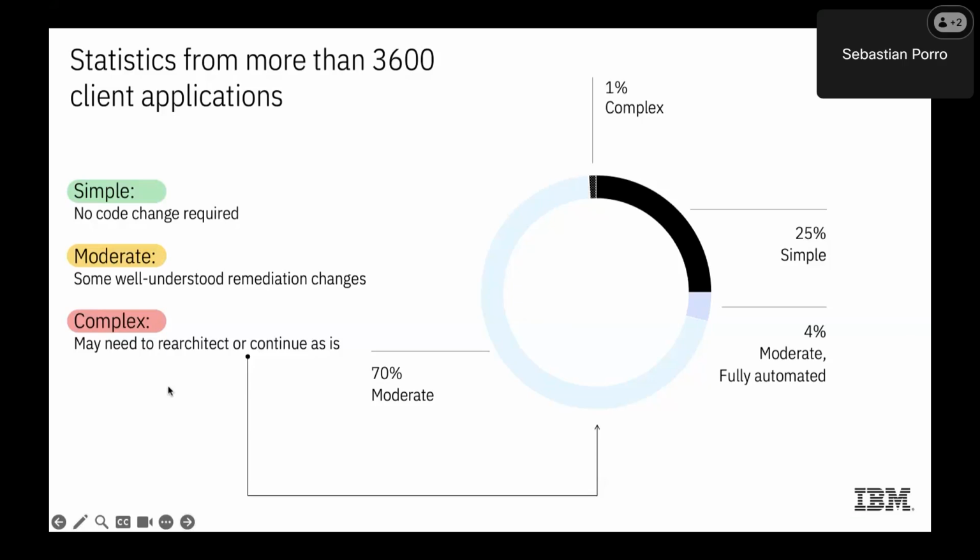About 70% of the applications were categorized as moderate, and only 1% were complex ones, which meant that the customer probably decided to keep those applications in their current environment and not do any effort on them.